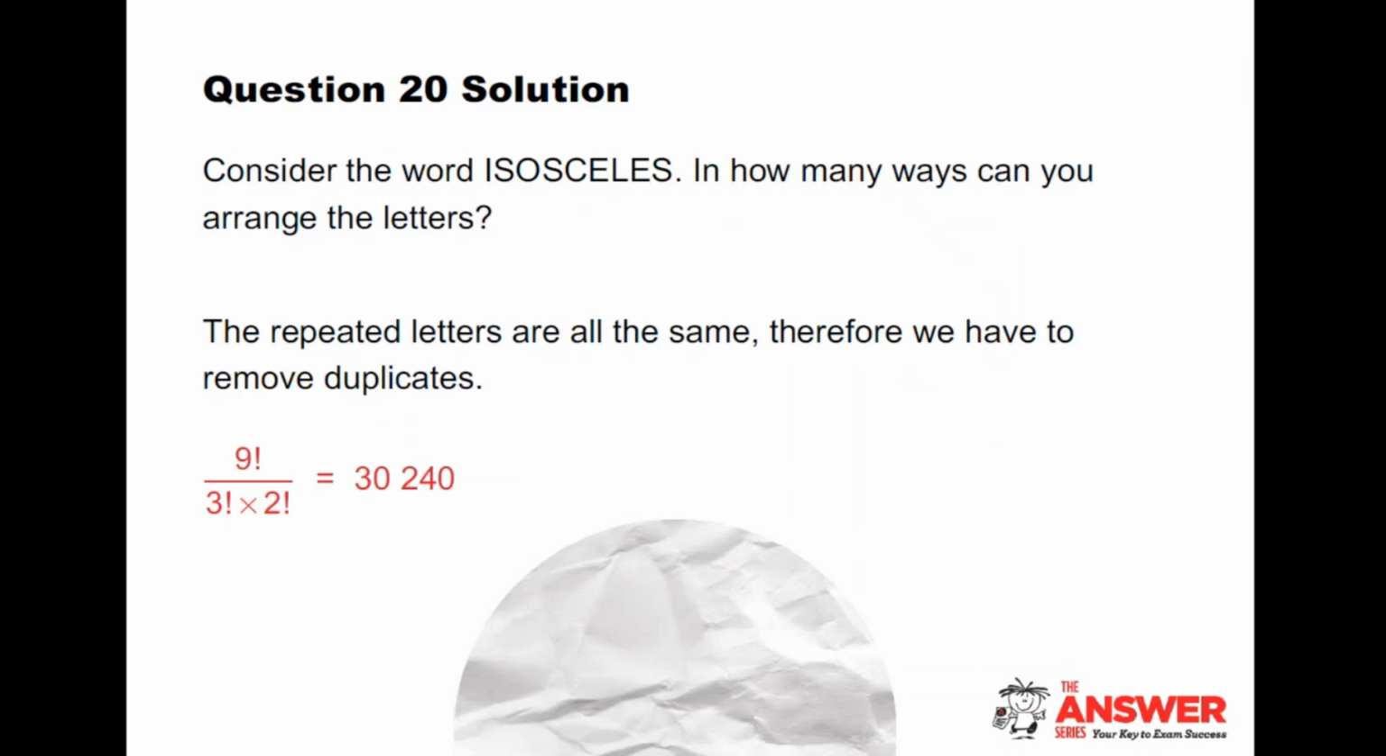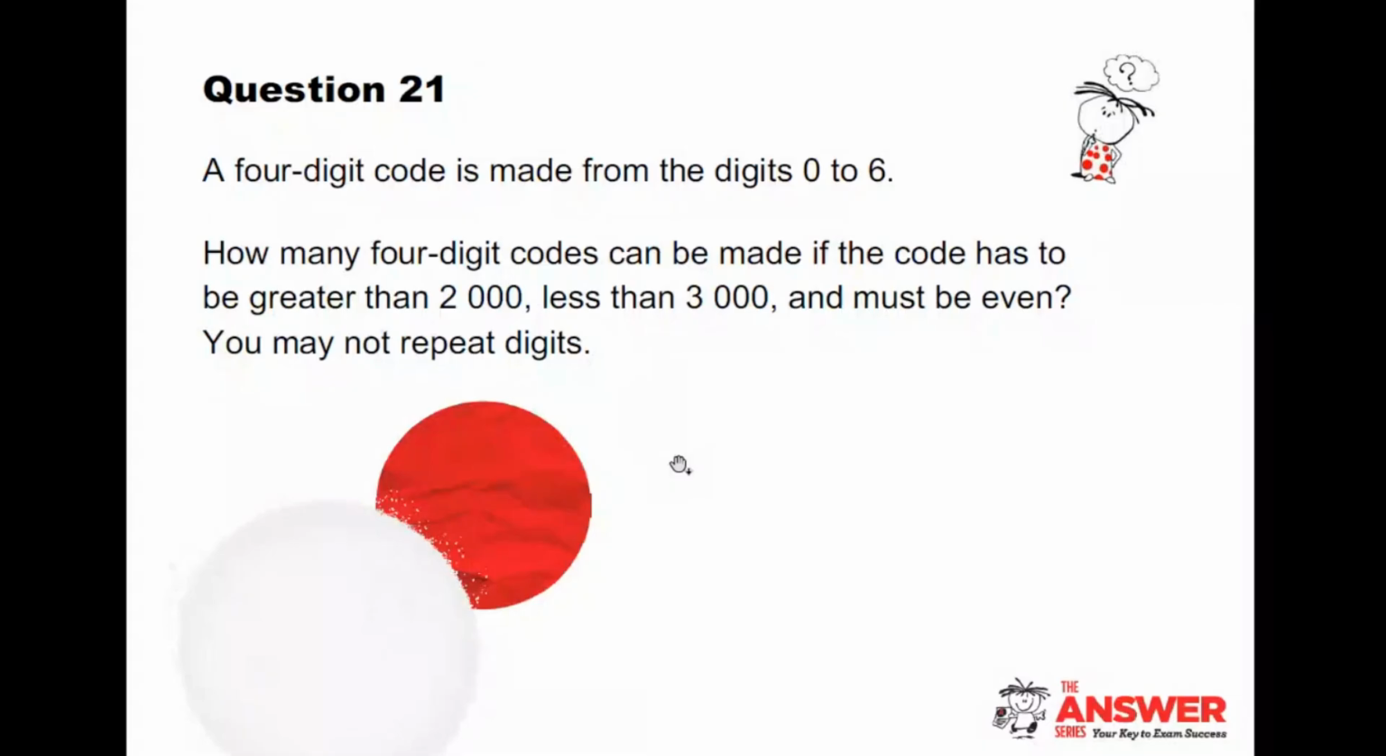So we take 9 factorial, which is the number of letters in the word. But the duplicates, I can't count twice or 3 times or whatever. So that's why there's 3 S's. I divide by 3 factorial, because in how many ways can I arrange 3 S's? 3 factorial ways. I also divide by 2 factorial, because in how many ways can I arrange 2 E's? 2 factorial ways. Okay.